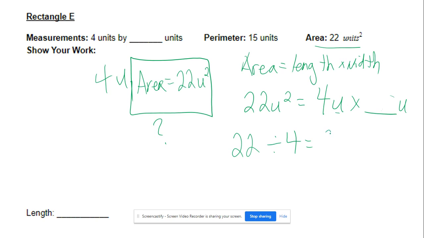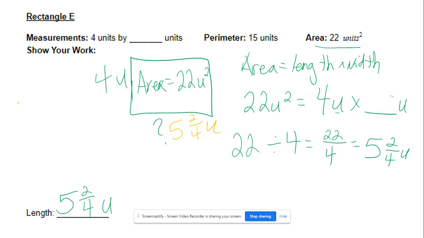22 divided by 4 can be written as 22/4. And now we can rewrite that as a mixed number. 22/4, well, I know 4 times 5 gets us to 20, and I need 2/4 more to get to 22/4. So our length is going to be 5 and 2/4 units. To check our work, we can multiply, because remember this would be 5 and 2/4 units.